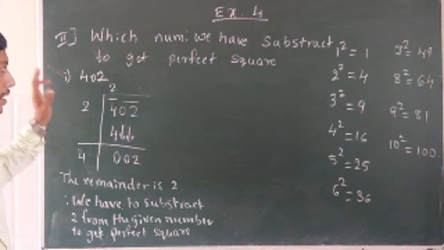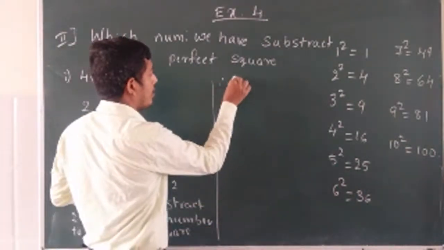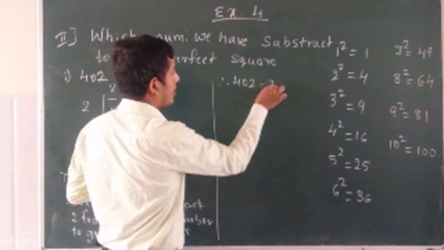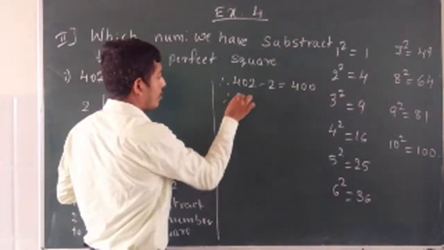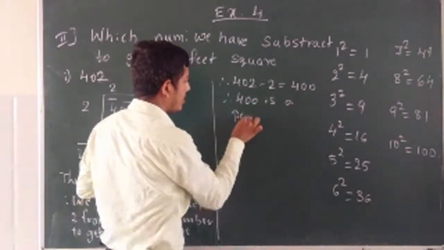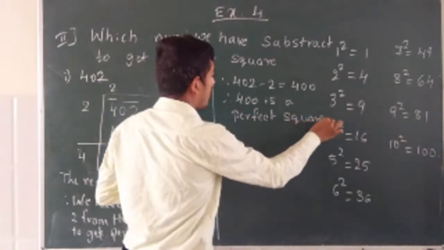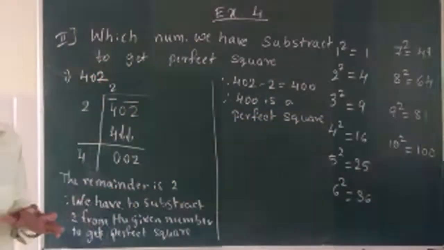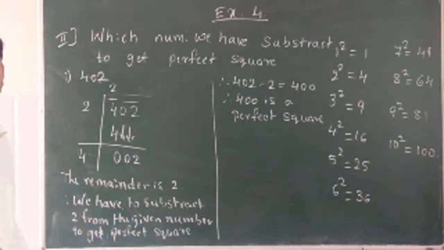So that number is how much? Therefore, 402 minus 2 is equal to 400. Therefore, 400 is a perfect square. Now we have to find out what is the value of the square root of 400.